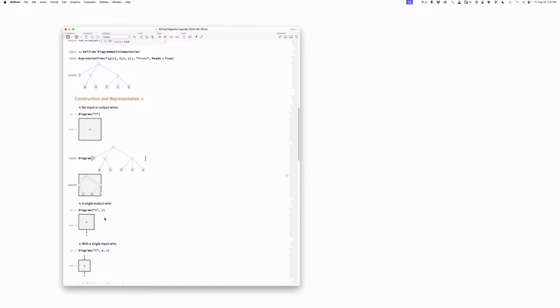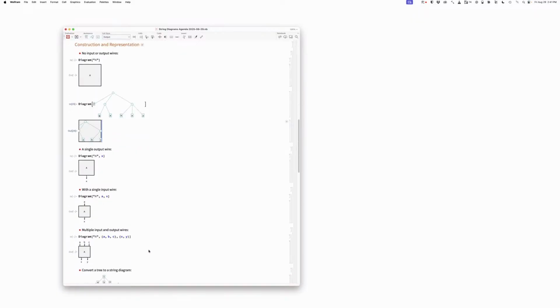So the idea is that a diagram has inputs and outputs. Is that right? Yes. Okay. If in this syntax I wanted that input to be a list, I would have to say list A, correct? Yep. Okay. Convert to a string diagram.